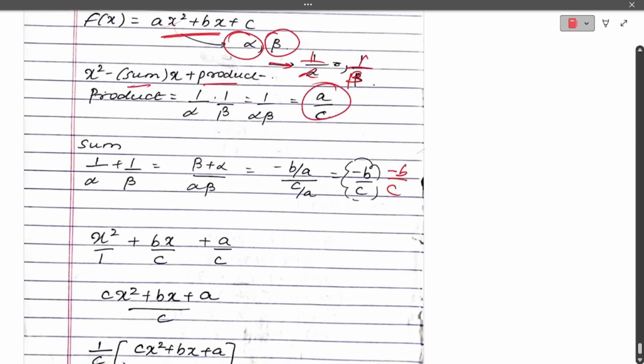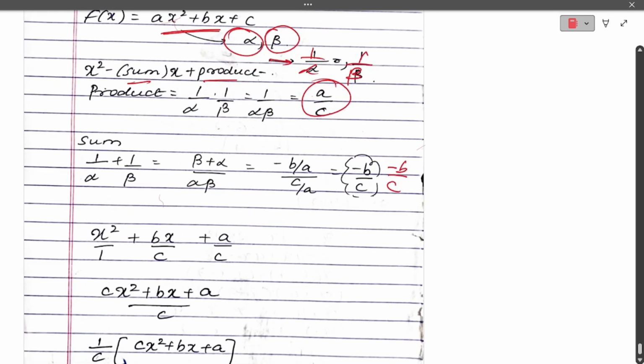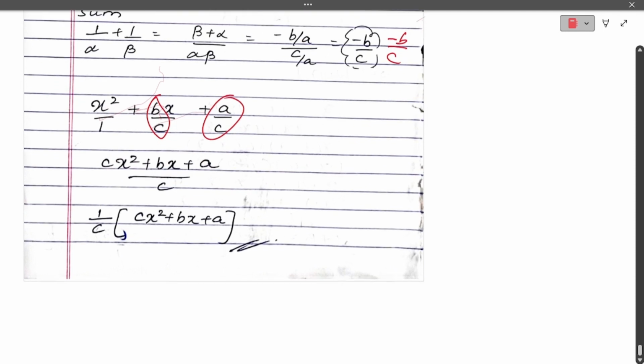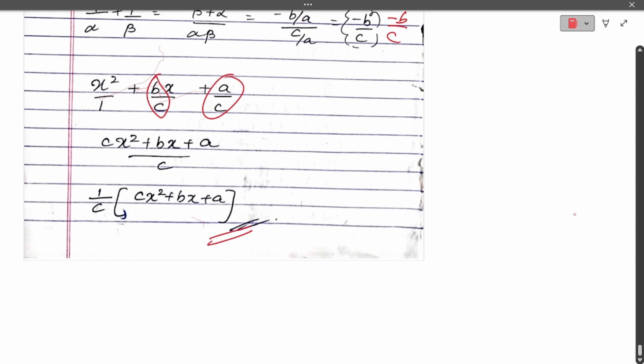If you have any doubts, get back. Then we have x square by 1 is equal to b by c, that is the sum part, then the product part. Then the required polynomial is in this form.